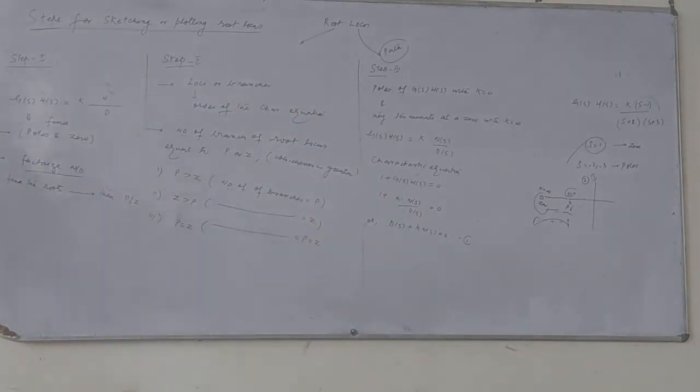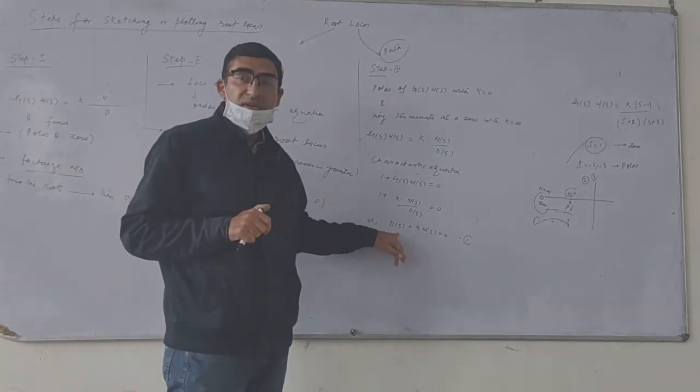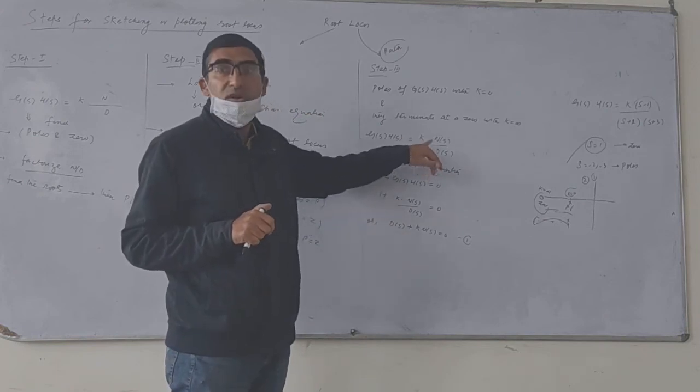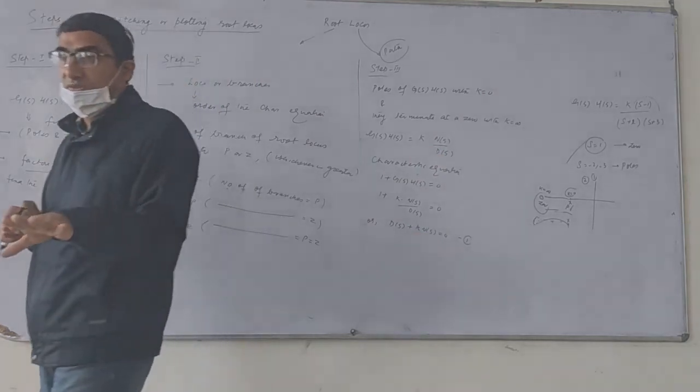Now, what I have told you: the branches of the root locus of the open loop transfer function will start from a pole with gain k equal to 0 and will terminate at a zero with k equal to infinity. Let me say, with k equal to 0, what is going to happen? With k equal to 0, the k n of s portion is going to become 0. So what is left? D of s. Roots of the denominator are what? They are the poles of the open loop transfer function in that case.